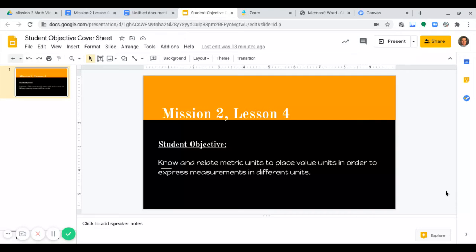Here is our overview for Mission 2, Lesson 4. Our student objective for this lesson is to know and relate metric units to place value units in order to express measurements in different units. In other words, it's not really a new concept. It's not any new conversions. We're just expanding upon the conversions we've already done in the past few lessons of this mission. So let's take a look here.